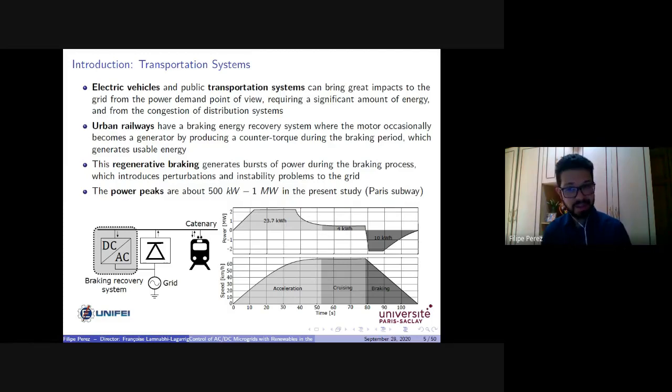So in this case study, we have brought some data from the Paris subway where the power peaks are about 500 kilowatts to 1 megawatt in a few seconds. In the regenerative braking process, a dedicated converter is used to absorb the energy from the braking process here. So as you can see, we can have a positive power absorbed, and then the regenerative braking takes place.